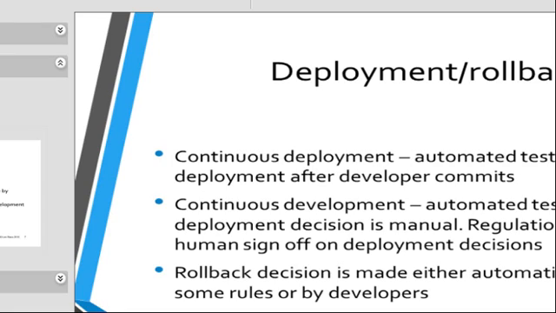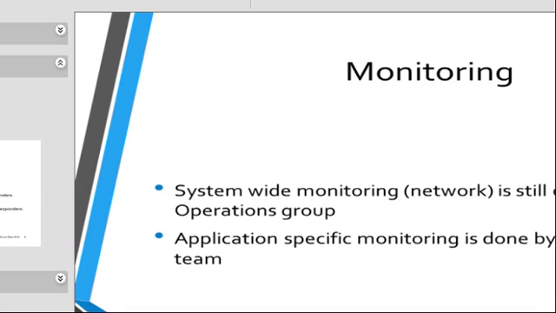The rollback decision is either made automatically based on some rules or by developers. So when something goes wrong, then either the system decides to roll back by itself or developers decide to roll back. We'll talk about rollback more later.